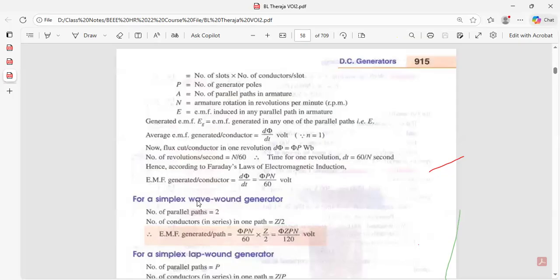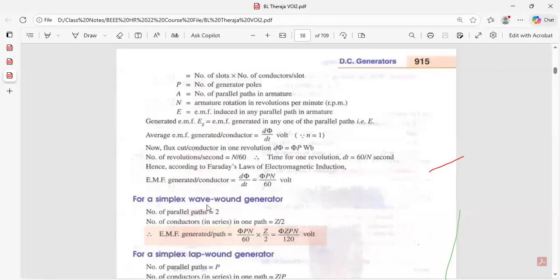Yes, sir. What is the number of parallel paths? Why are you dividing with parallel paths? Because for one parallel path, what is the voltage generated? I want that. That's why you are dividing with A. Lap winding's number of parallel paths is different, and wave winding's number of parallel paths is different.